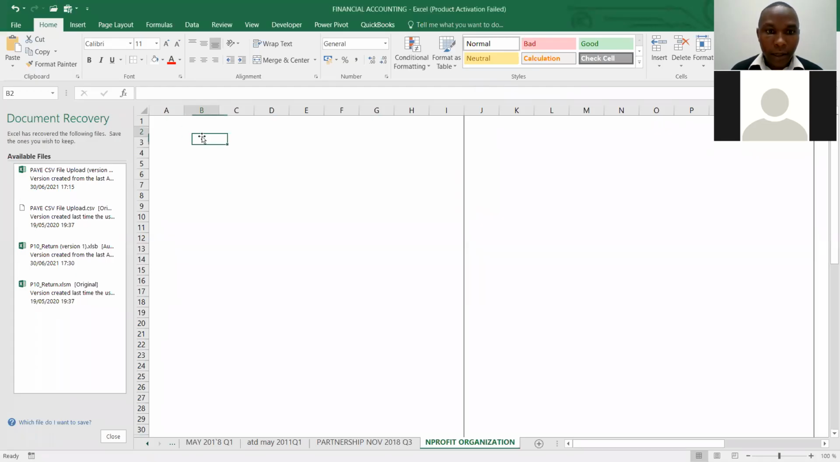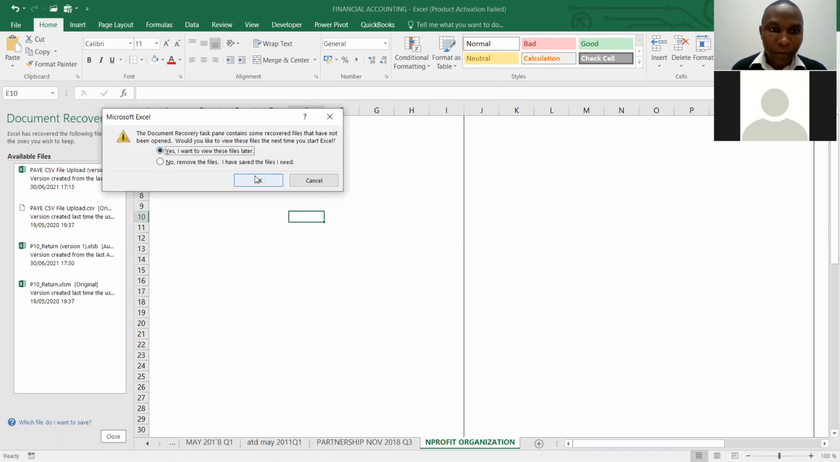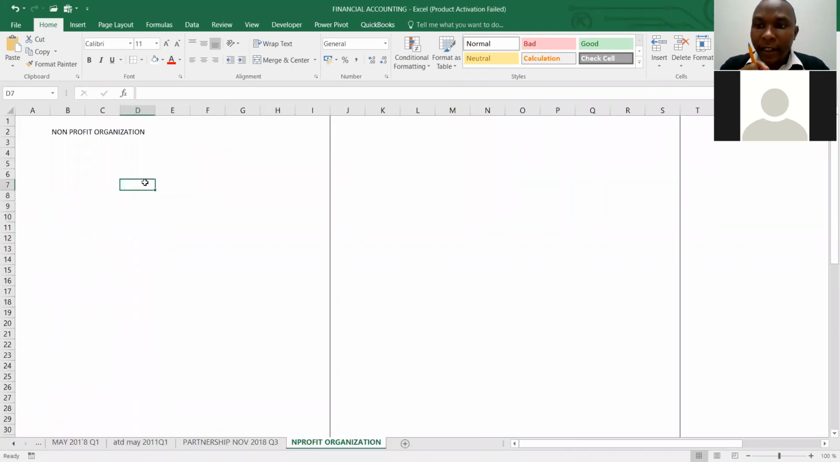We are looking at non-profit organizations. When we say non-profit organization, they are in business, but they are not in business to make profit. They are in business to provide services, like public schools. Public schools are examples of non-profit organizations.